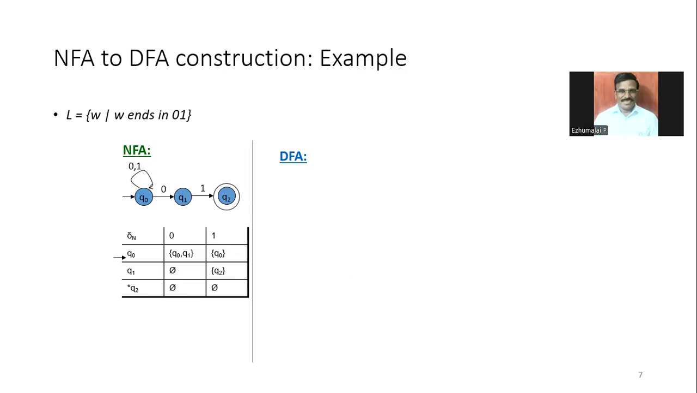Q0, Q1, Q2. Q0 to 0, 1. Q0 has a self-loop. When we give 0, it goes to Q0 and also Q1. When we give 1, Q1 goes to Q2. This is the NFA table.